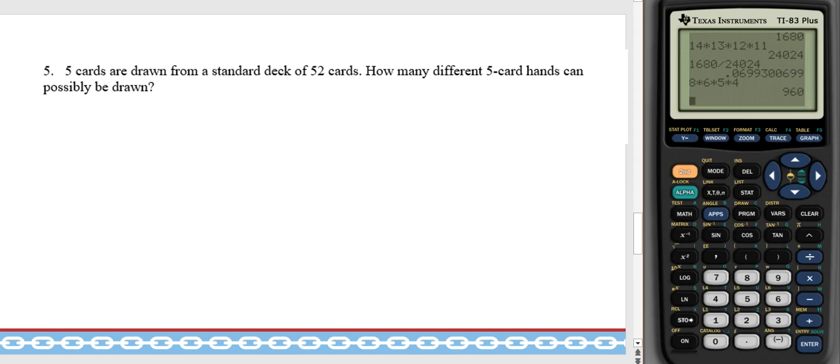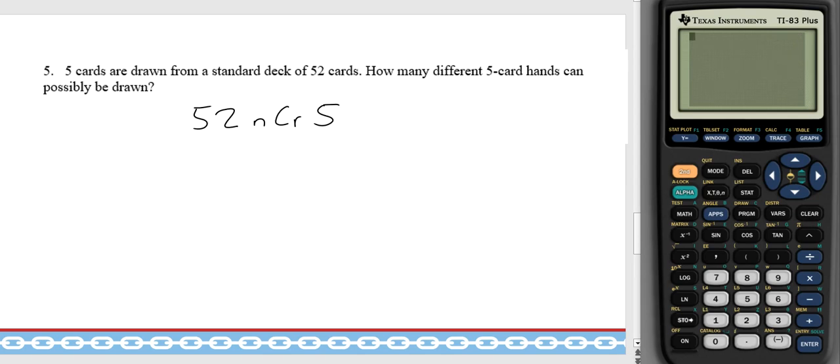Some combinations here to end out our lesson, right? 52 cards in the deck, choosing 5, right? 52 making combinations of 5. I'm just going to plug that in, 52 first, hit the math button, over to probability, down to number 3. Right? Always enter that first value before you go to the nCr in the calculator. 2,598,960 possible outcomes.